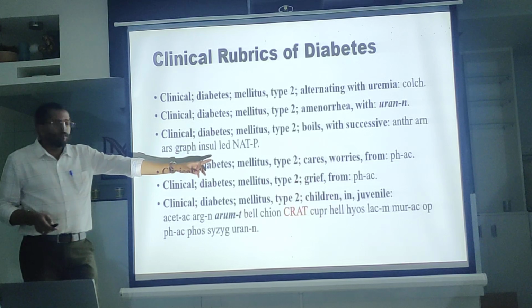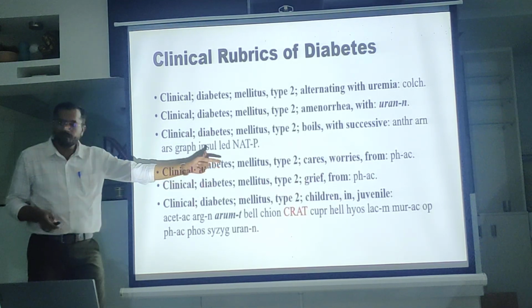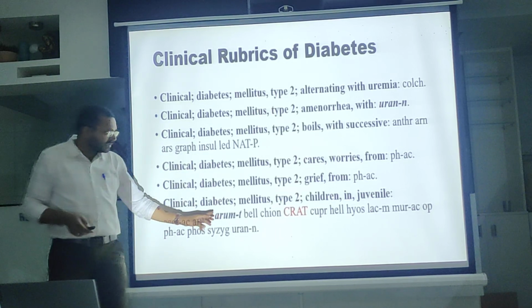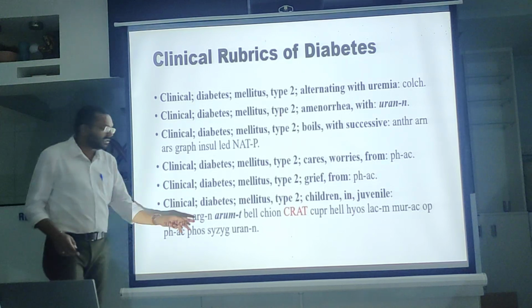Diabetes from cares and worries: phosphoric acid, psychological. From grief: phosphoric acid, psychological. Okay. Diabetes in children, juvenile. In Boericke, the only remedy mentioned is Crataegus.